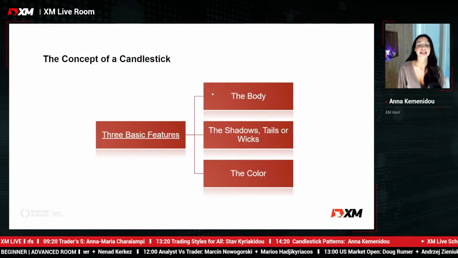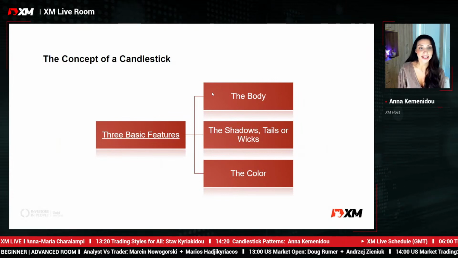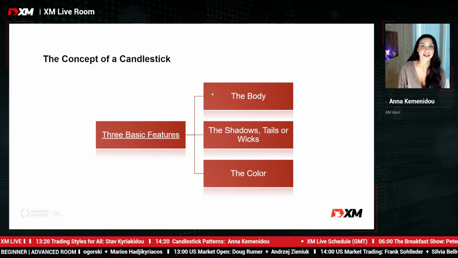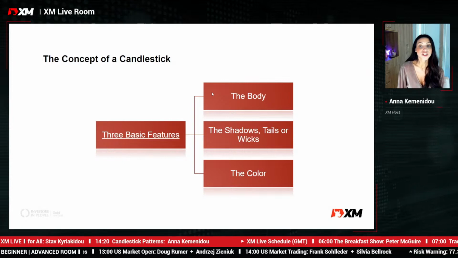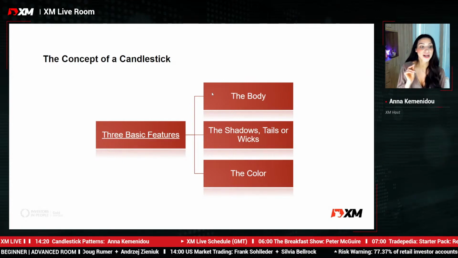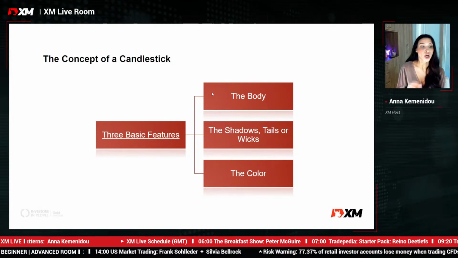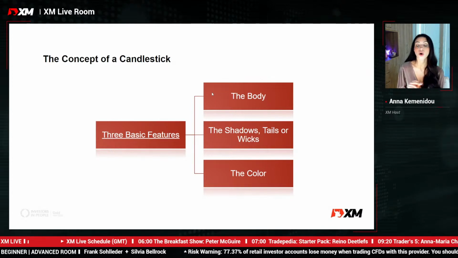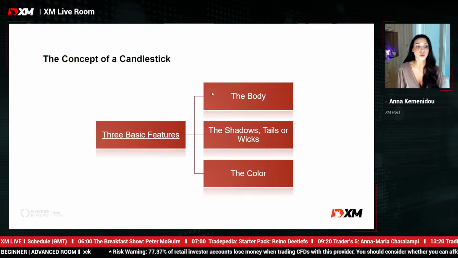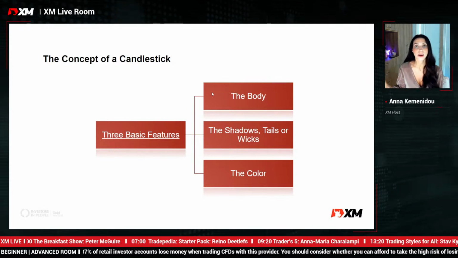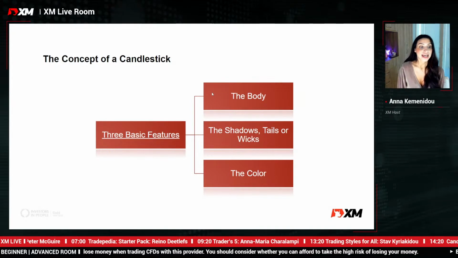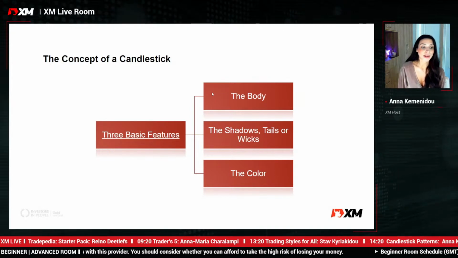Now, let's investigate more into the concept of a candlestick. There are three basic features within a candlestick that we're going to be focusing on. The first feature is that thick rectangular part of the candle, which is called the body. It holds information on the open and the close of the day or a particular period of time. It shows us the difference between the open and the close.